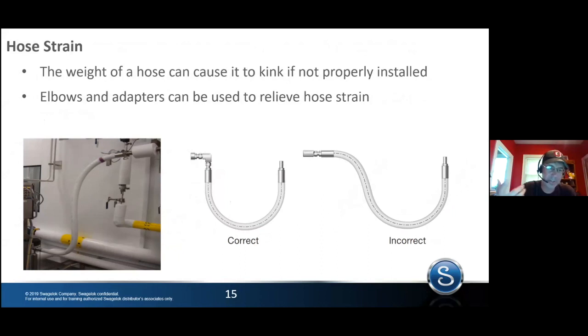And then if there is liquid inside of the hose, that additional weight will continue to pull down and will make the hose kink at the end, where a simple elbow would solve this problem very, very quickly. Very, very common routing issue.